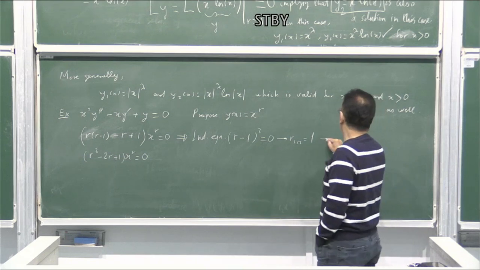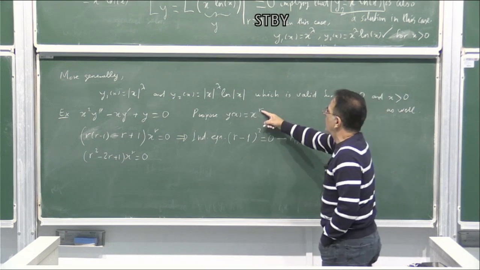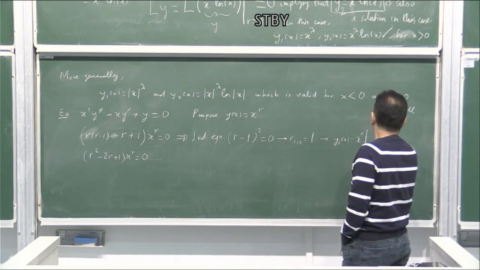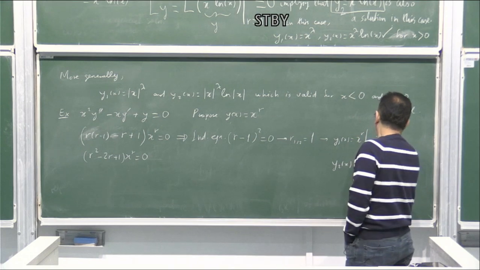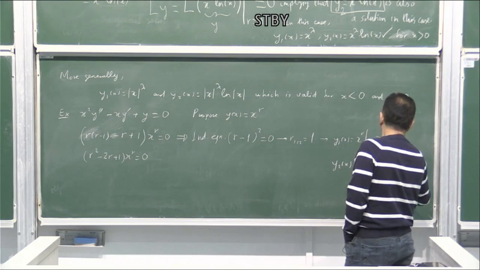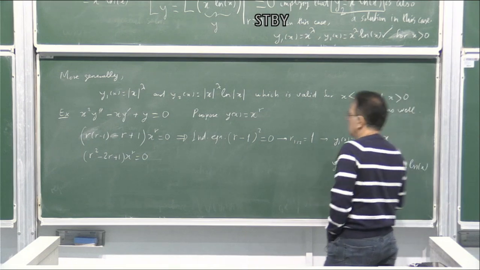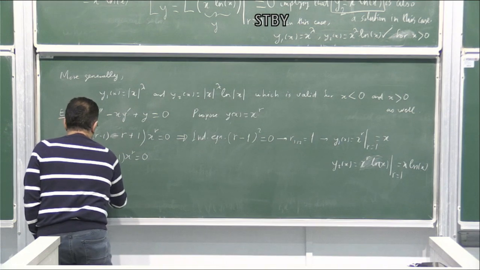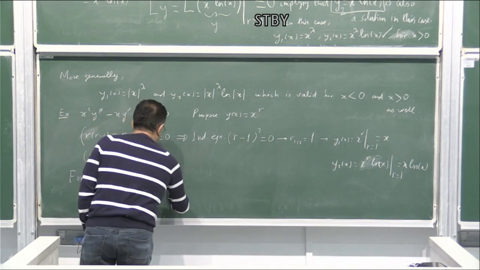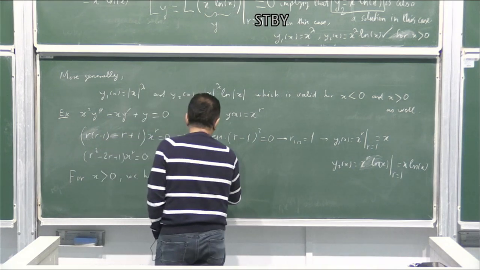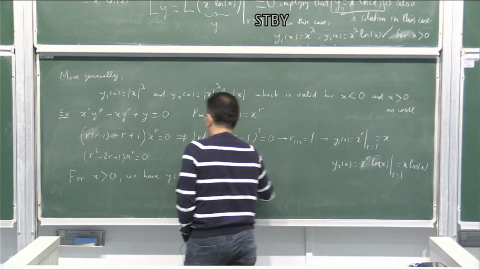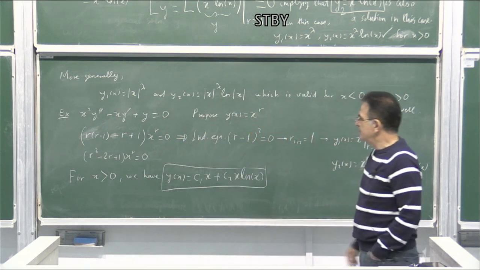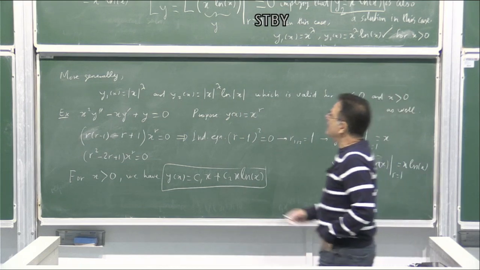Okay? And therefore, y1 of x is clearly x to the power r when r is 1, so x, and y2 is x times ln x, or x to the power r ln x when r is 1, so x ln x. So again, for x positive, we have the general solution c1 x plus c2 x ln x. Okay?